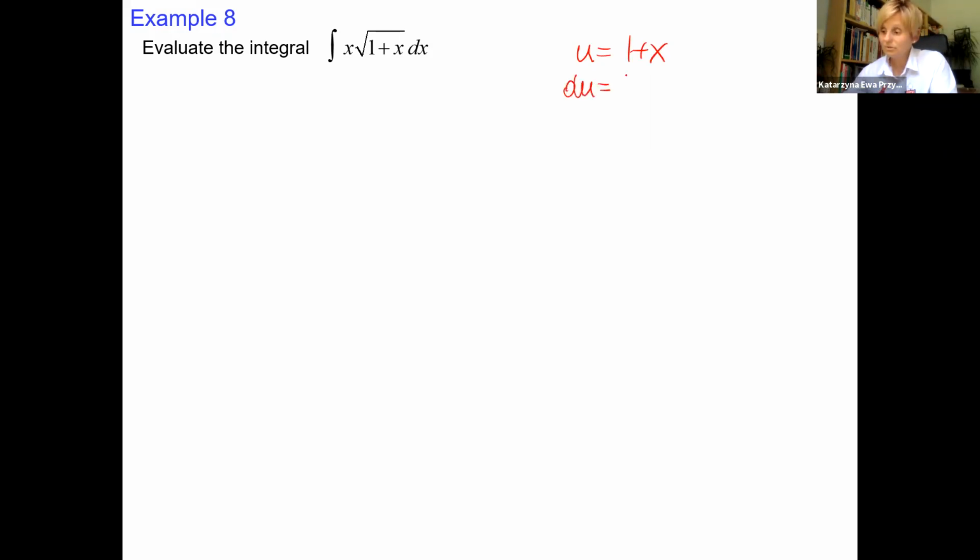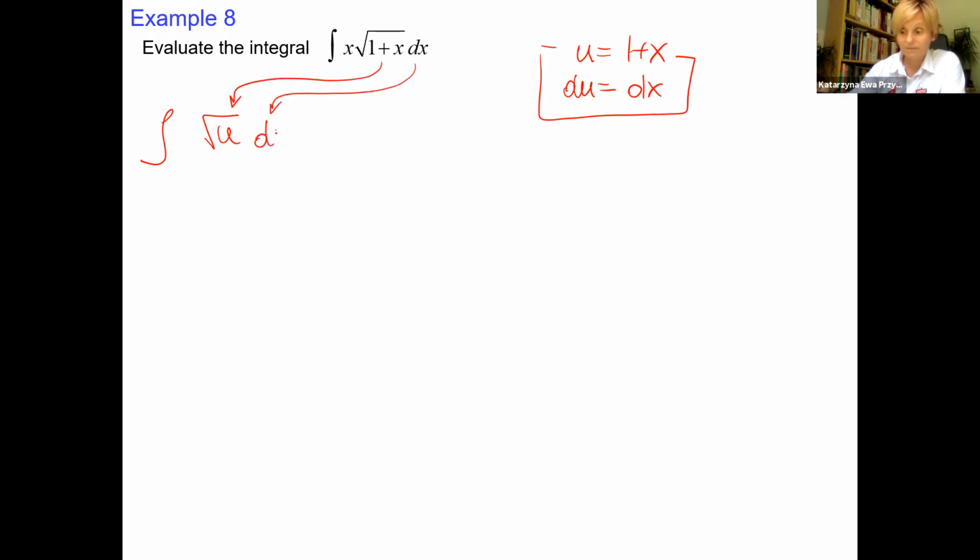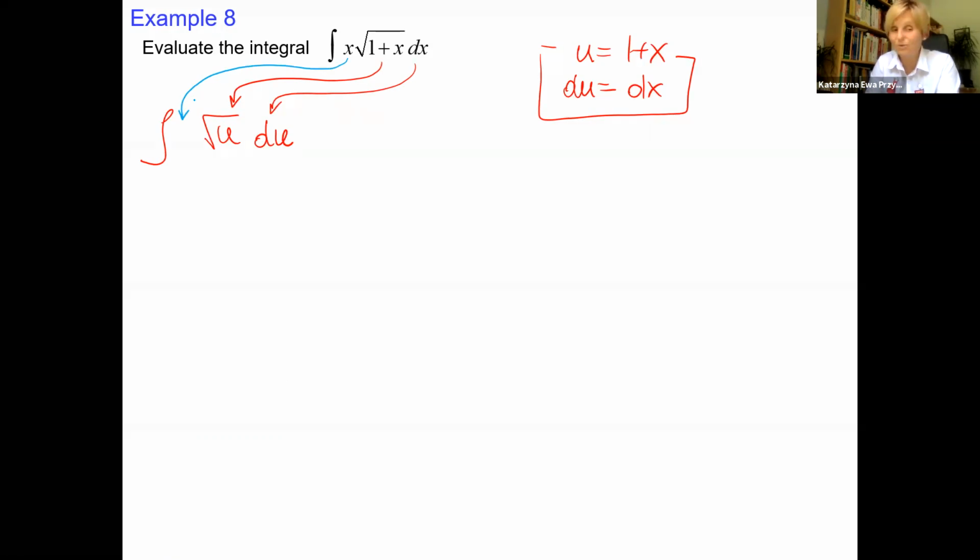Derivative of u is du, derivative of 1 plus x is 1 dx. Interesting. Okay, what happened? We will have square root of u. dx becomes just du, but we do have a small problem. We didn't cancel x, and we're not allowed to put x together with u. That will not be good to have. We can have functions of two or three variables, but that's calculus three and differential equations, which is different. Now we have to have one variable. We have to find a way to rewrite that leftover x in terms of u.